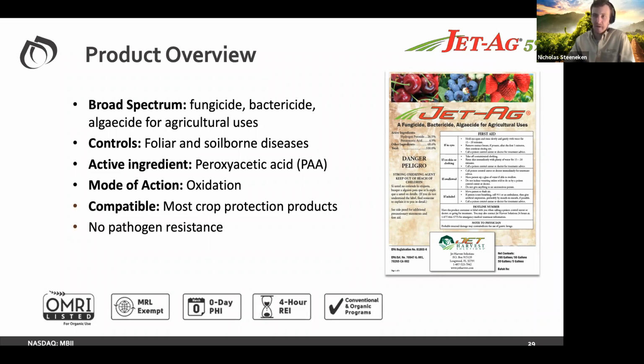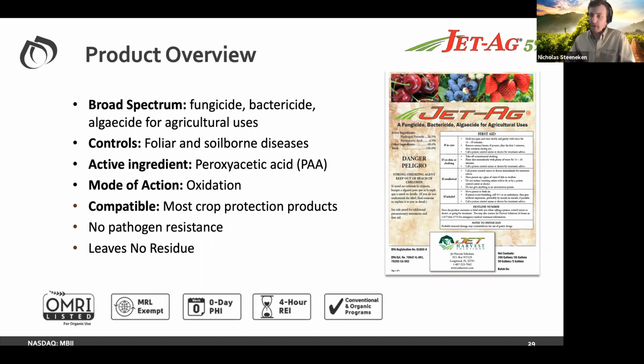Because it is a physical mode of action, you're not going to see pathogen resistance like you could with some other products. It leaves no residue. It dries to water, I think it's oxygen and acetic acid, so it breaks down into very inert things very quickly. As soon as you spray it on the plant, it's wet. It goes about oxidizing things. As it dries, it breaks down and will leave no residue. So that is a bonus.